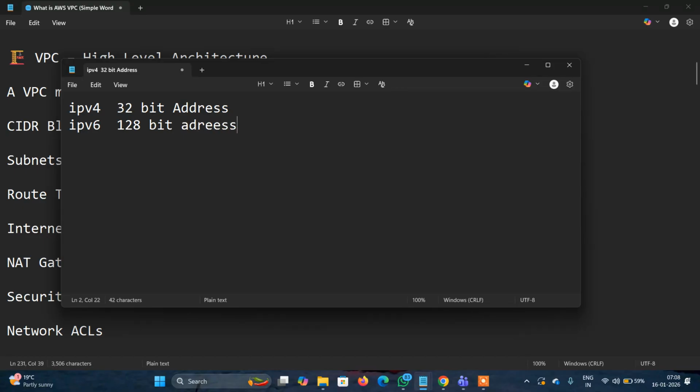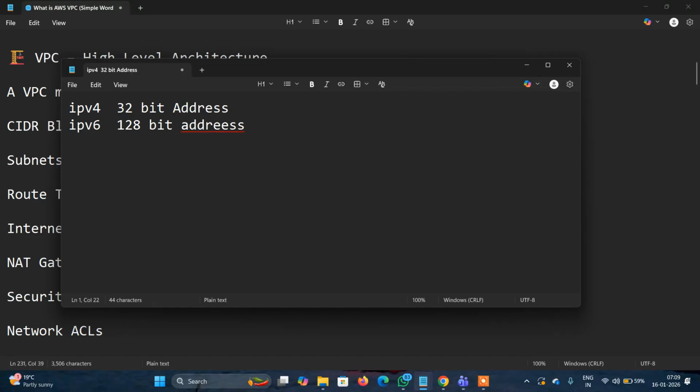Here, IPv4 contains a maximum number of IP addresses of 2 to the power 32, whereas IPv6 contains 2 to the power 128. Presently we are using IPv4, and IPv6 will be the future. They have already implemented IPv6, and in future IPv4 will be replaced with IPv6.